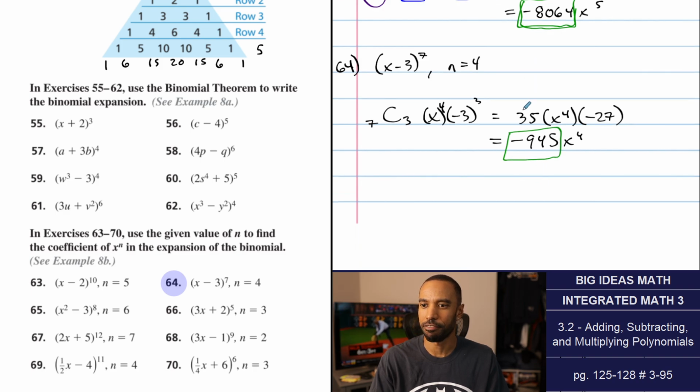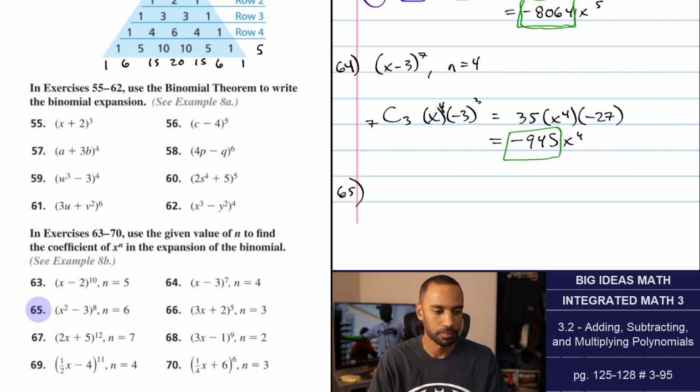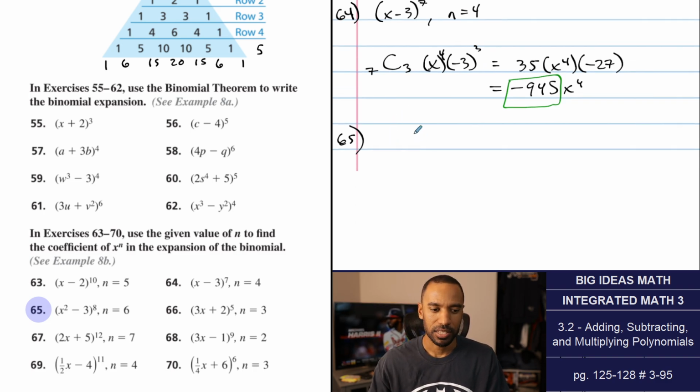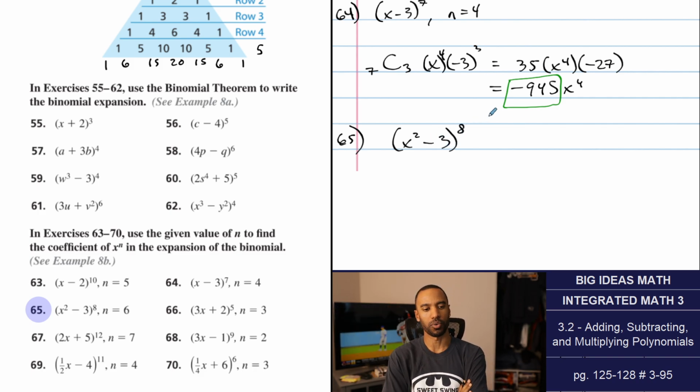Okay, number 65. X squared minus 3 to the 8th power, n equals 6. Does that mean we raise x to the 6th power? Because this x is already squared. Do I raise x to the 6th power to get x to the 12th, or do I raise x to the 3rd power to make it x to the 6th? It says to find the coefficient of x to the n. I guess I do x to the 3rd.